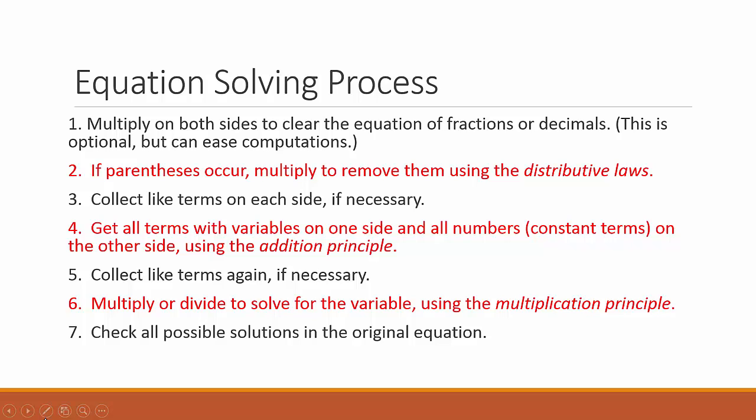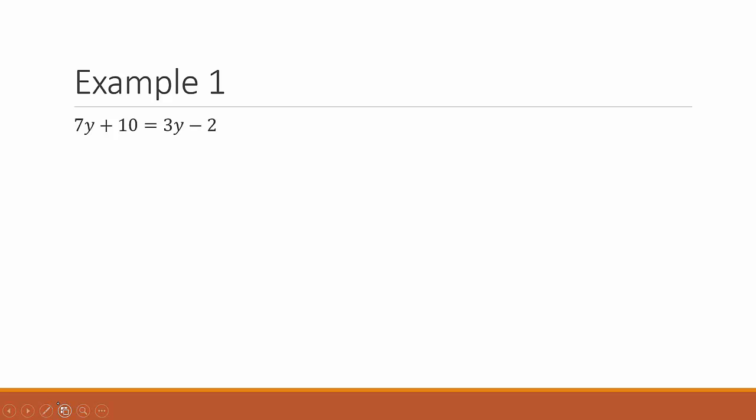Get all of my variable terms on one side by using my addition property, and then all of my constant terms, which are the terms without variables, on the opposite side by using the addition principle. Collect like terms again if necessary, and then multiply or divide to solve for the variable to make it into 1x or 1y or 1v, whatever variable you're looking to solve for. And always remember that you can check your solutions by plugging them back into the original equation in the place of the variables. Okay, so let's look at a few examples.